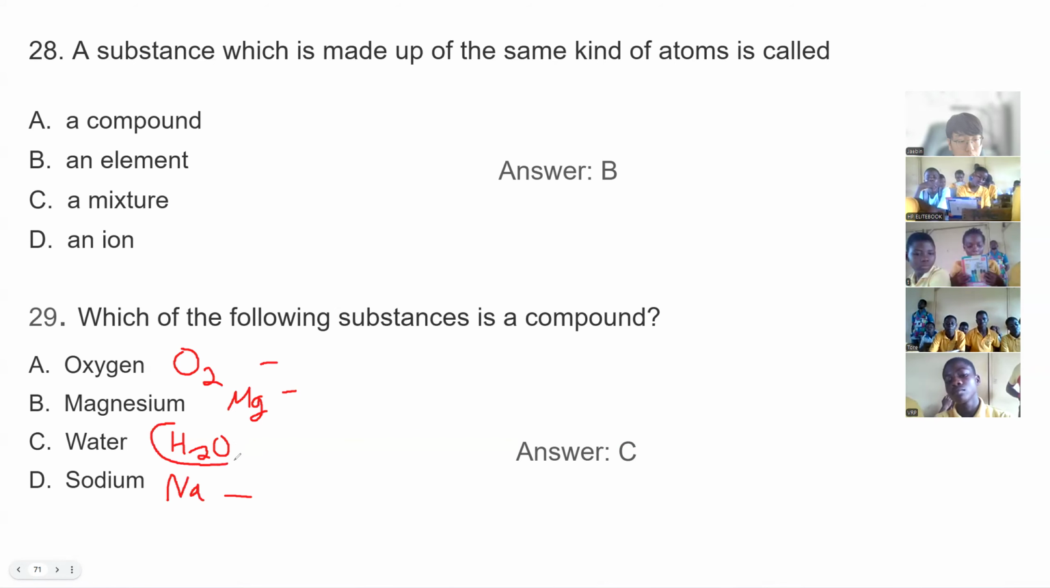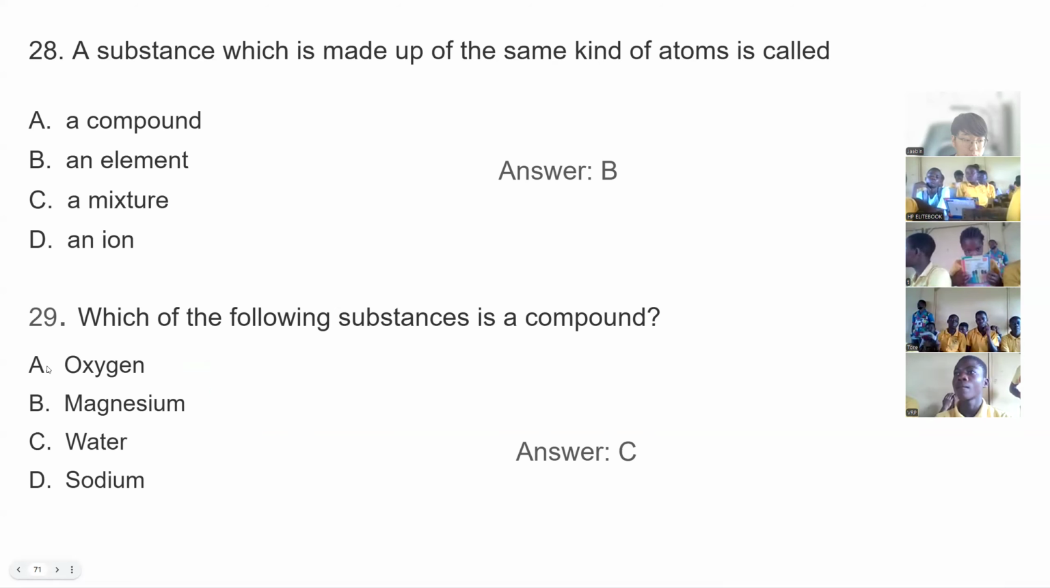However, water is H2O. It's made up of multiple types of atoms. It has at least two, like hydrogen and oxygen. That makes it a compound. So the answer is C, water.